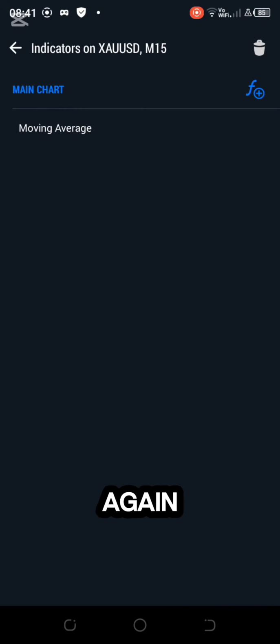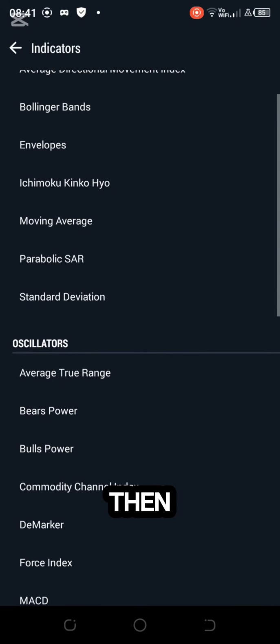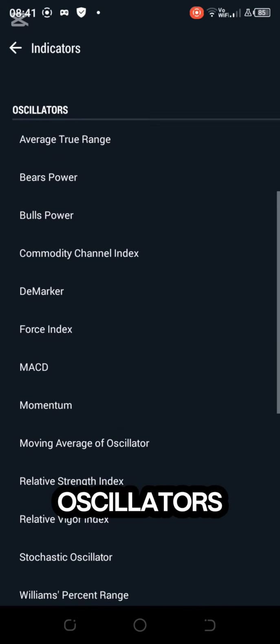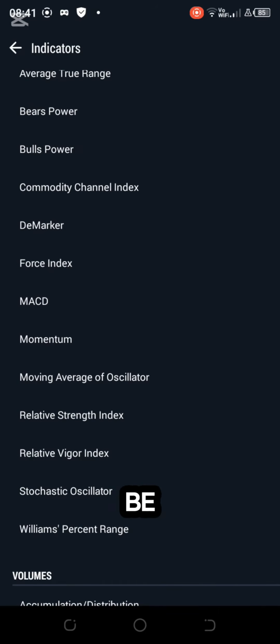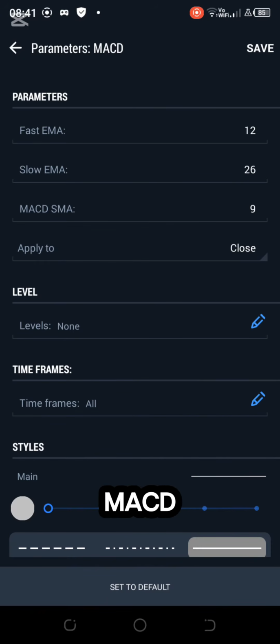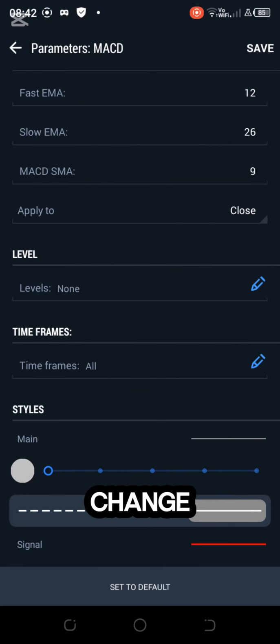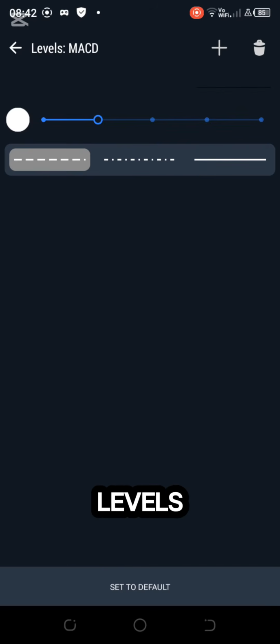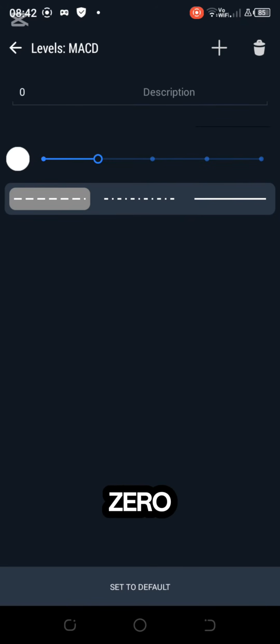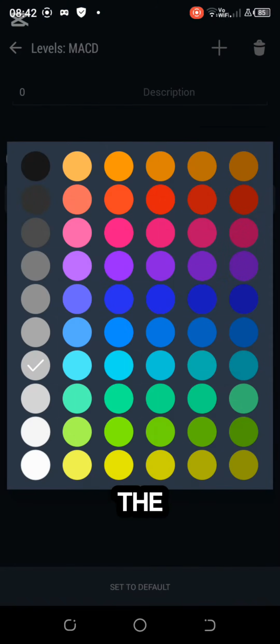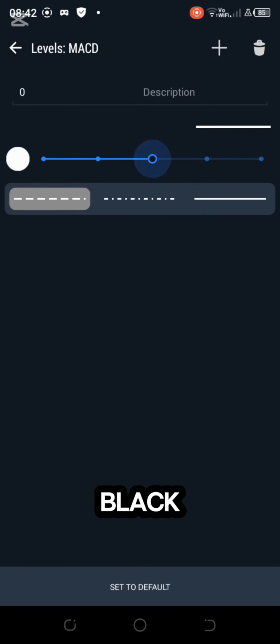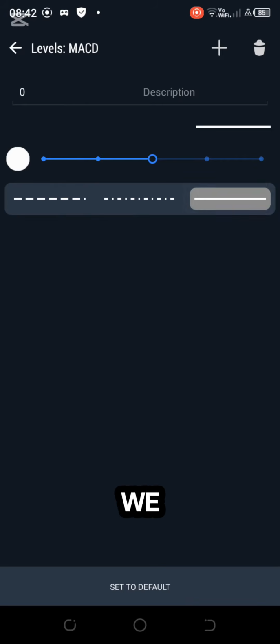We're going to click again on the F icon. Then we go to oscillators, and the first indicator is going to be the MACD. You click the MACD, and the parameters are going to be the default parameters. What we're going to change only is the levels. On the levels, we're going to insert 0, and we're also going to change the color. My background is black, so I'm going to use white so that we can clearly see this.